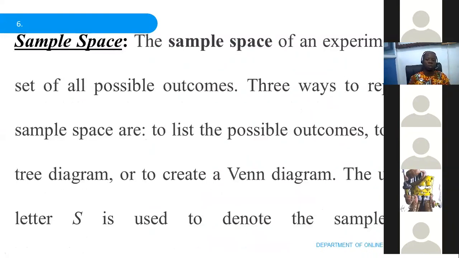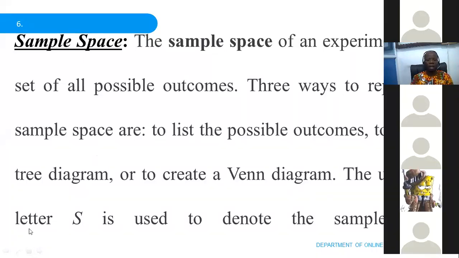Sample space. Please pay attention to these definitions. Very important. The sample space of an experiment is a set of all possible outcomes. So in an experiment, all the expectations give you the sample space. Three ways to represent a sample space are to list the possible outcomes, to create a tree diagram, or to create a Venn diagram. We shall be making good use of all these three items I've mentioned.